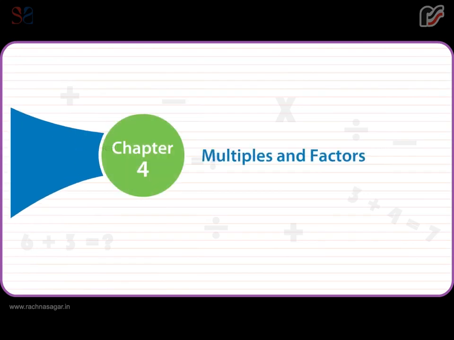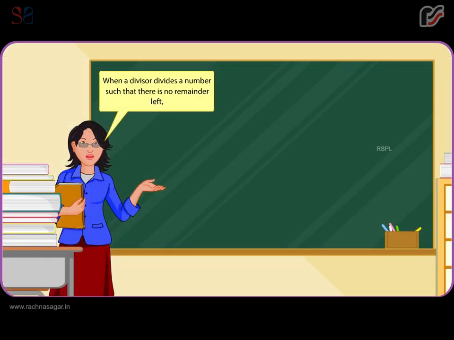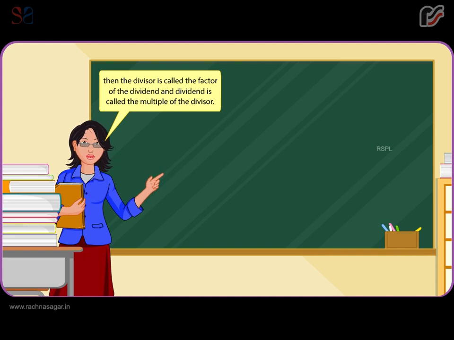Chapter 4: Multiples and Factors. When a divisor divides a number such that there is no remainder left, then the divisor is called the factor of the dividend, and the dividend is called the multiple of the divisor.